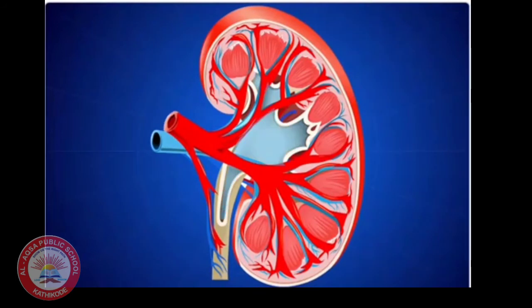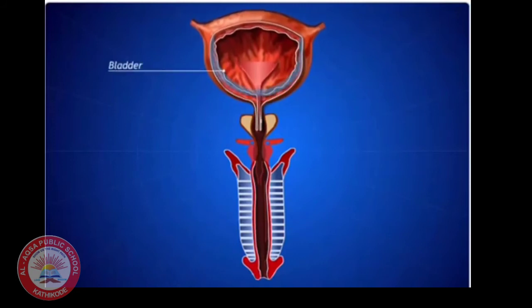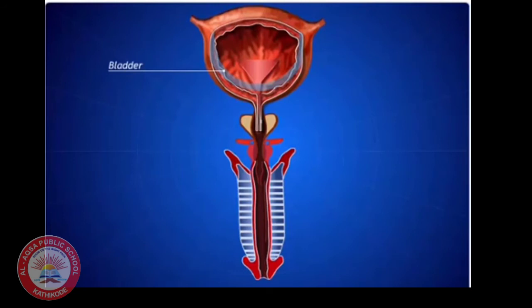From the kidney, the urine passes to the ureters and is stored in the urinary bladder and passed out through the urethra. The bladder is muscular so that it can expand to store the urine until it is removed.